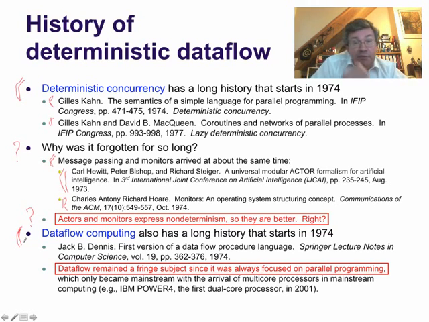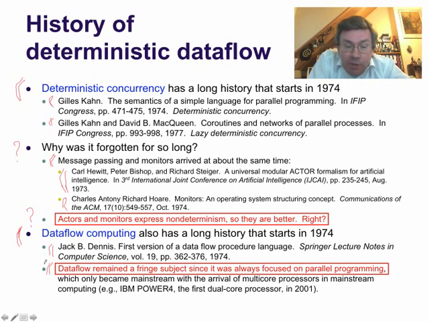This one also starts in 74. It's amazing how many ideas came into being first in the late 60s or the early 70s. Jack Dennis wrote an article on the first version of a data flow procedure language. But data flow for many years was used for parallel programming, trying to build parallel architecture. Since the data naturally flows and operations are done when their data becomes available, it seemed a natural way to do parallel programming, and not so much for concurrency. It wasn't really used for concurrency. So it remained kind of a fringe subject.